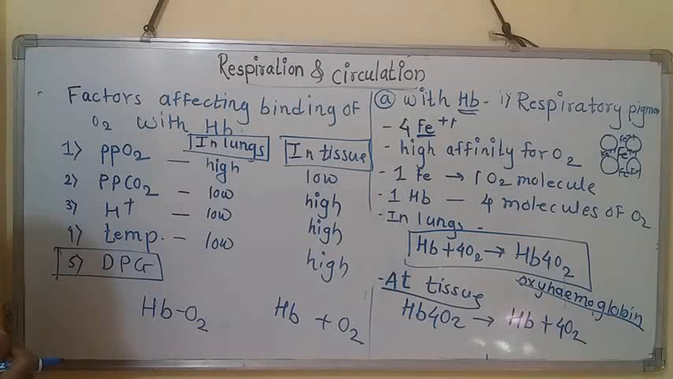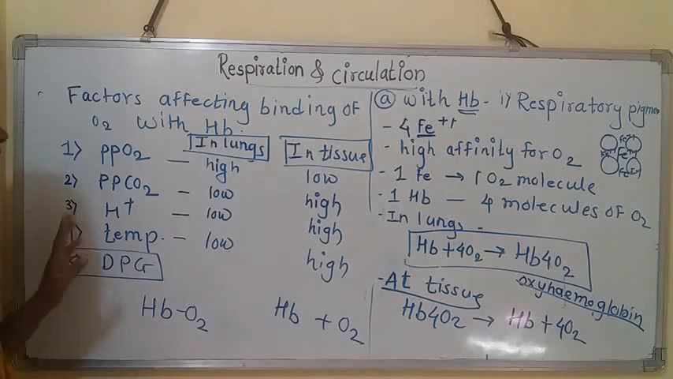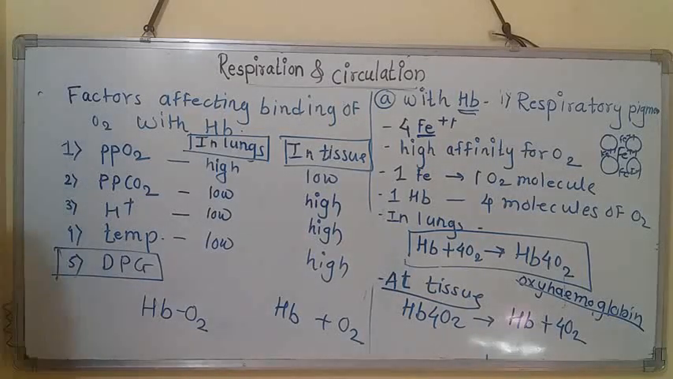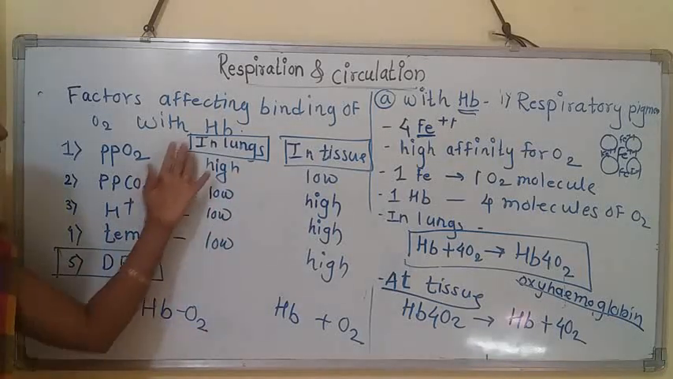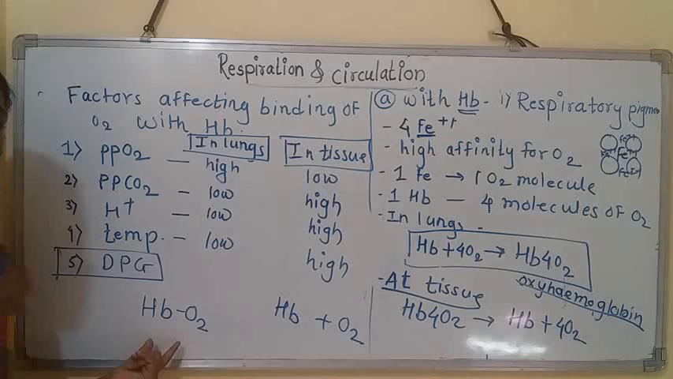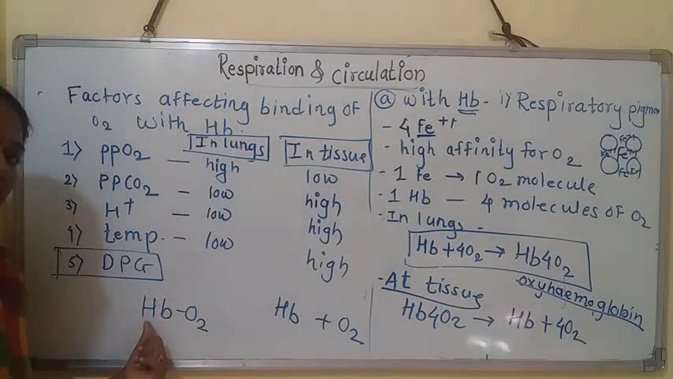So which factors affect? First one is partial pressure of O2. Second one is partial pressure of CO2. Next is H plus ion concentration, and last one is temperature. At the lung level, partial pressure of oxygen is high, partial pressure of CO2 is low, H plus ion concentration is also low, and temperature is also low. So these factors are favorable for formation of oxyhemoglobin complex. It means for binding of oxygen with the hemoglobin.